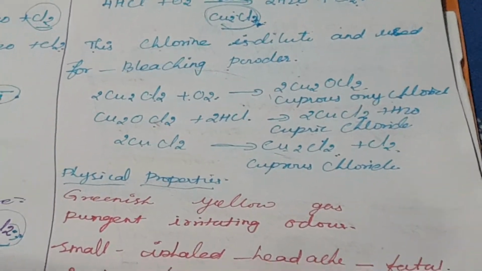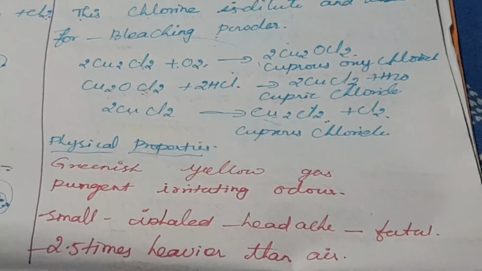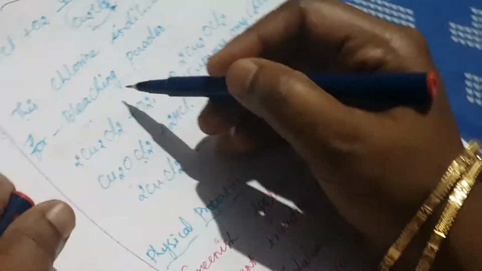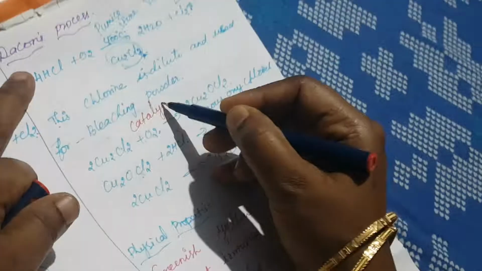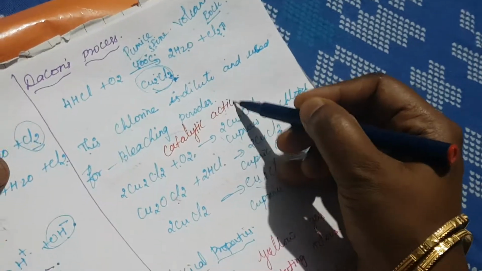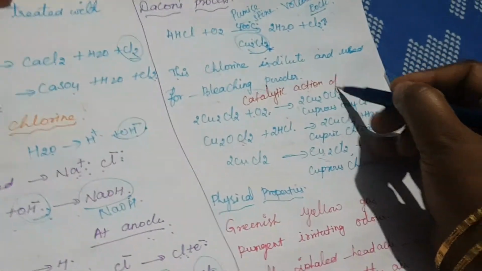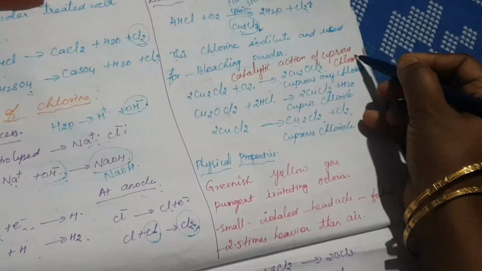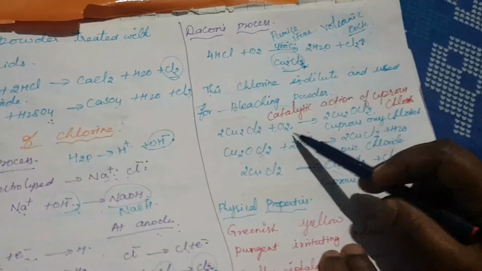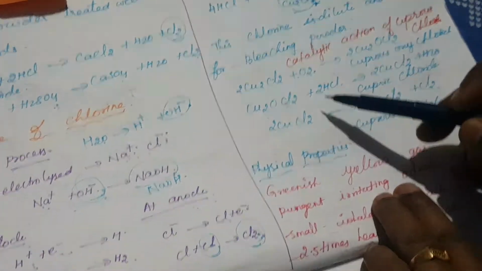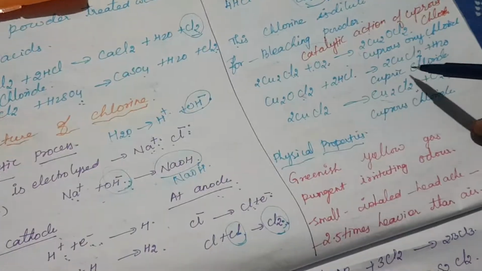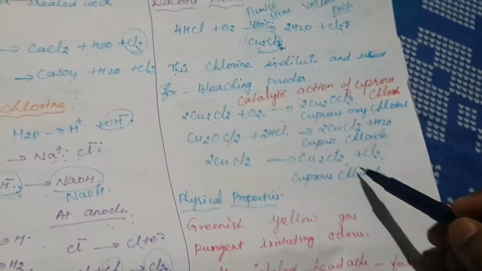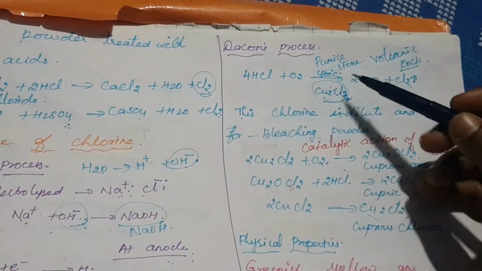This is the catalytic action of cuprous chloride. Cuprous chloride reacts with oxygen to form cuprous oxychloride. Cuprous oxychloride reacts with hydrochloric acid to form cupric chloride. This cupric chloride reacts with cuprous chloride to give back cuprous chloride. This is the preparation by the Deacon process.